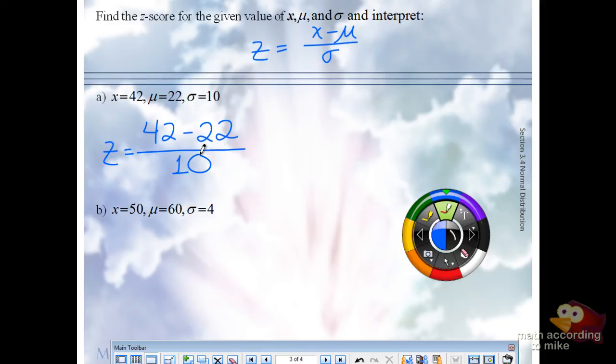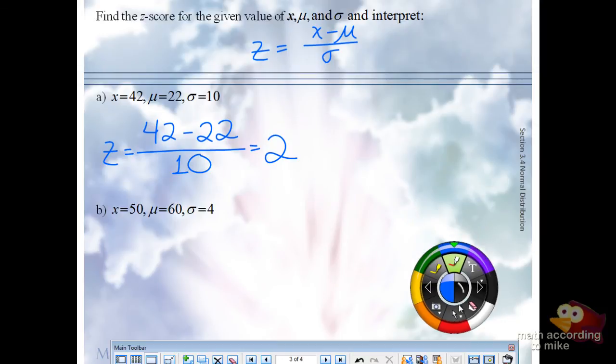What is 42 minus 22 over 10? 2. How nice. It's a whole number. Before we do part B, let's talk about what's happening.